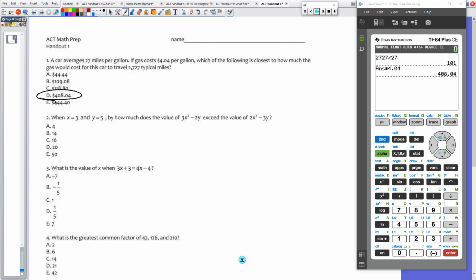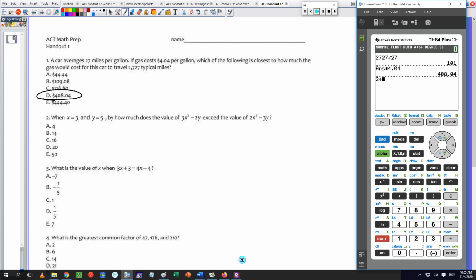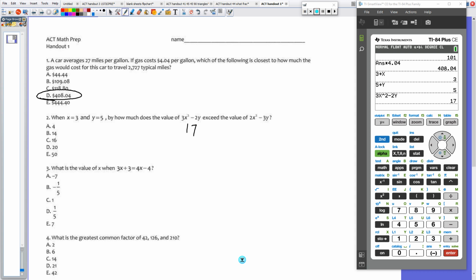When X is 3, Y is 5, I'm going to use my storing button. 3 is going to be stored for X. 5 is going to be stored for alpha Y. By how much does 3x squared minus 2y? So 3x squared minus 2 alpha the y. That gives me a grand total of 17.